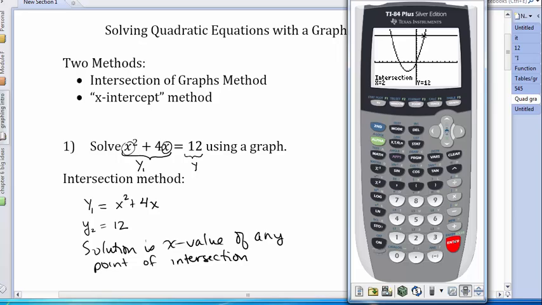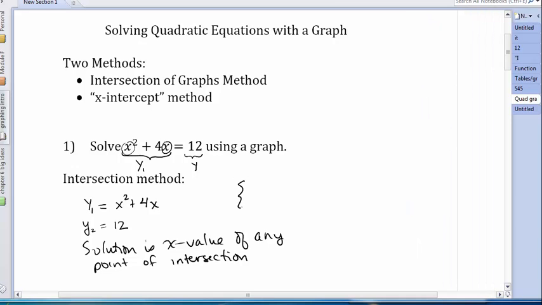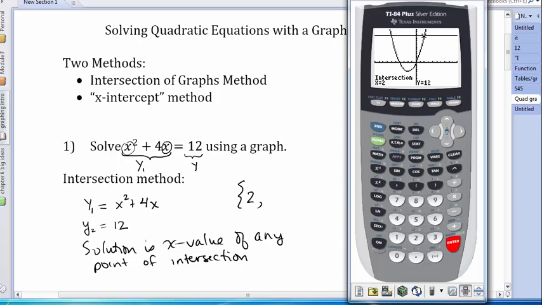And you can see that the intersection is the point (2, 12). So since the solution is the x value of any point of intersection, one of my solutions here is 2. Now to get the other one, I need to go back and get this other point of intersection over here on the left.